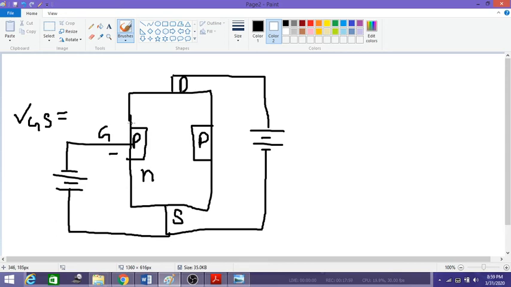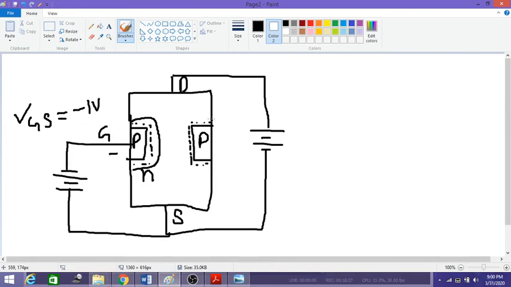Due to this reverse biased PN junction, rather than having an equally distributed depletion region, the width of the depletion region is already increased to a certain level on both sides. This is your normal depletion region with VGS equal to 0, but since I applied a VGS of, say, minus 1 volt, because it is negative, we call it minus 1 volt.